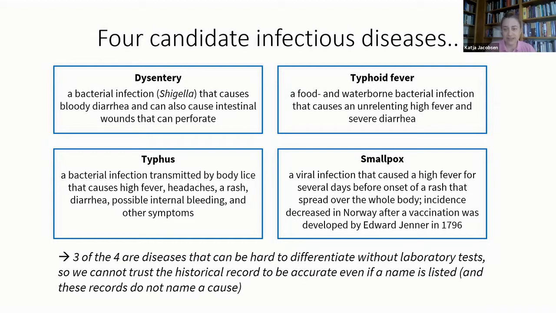was a viral infection that caused a high fever for several days, followed by a rash that spread over the whole body. The incidence of smallpox decreased in Norway after a vaccination was developed by Edward Jenner in 1796. So this was still happening as epidemics in most of the 1700s.